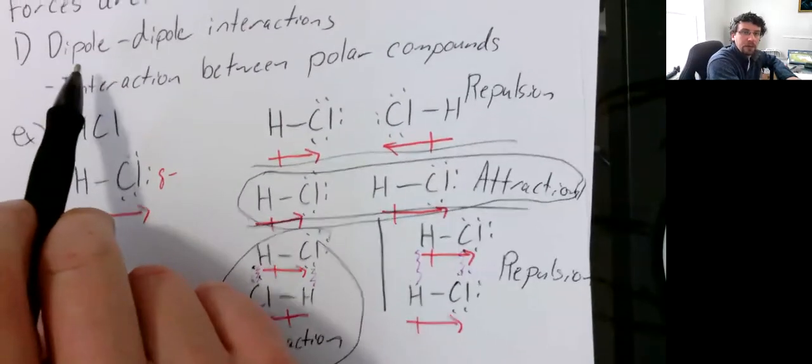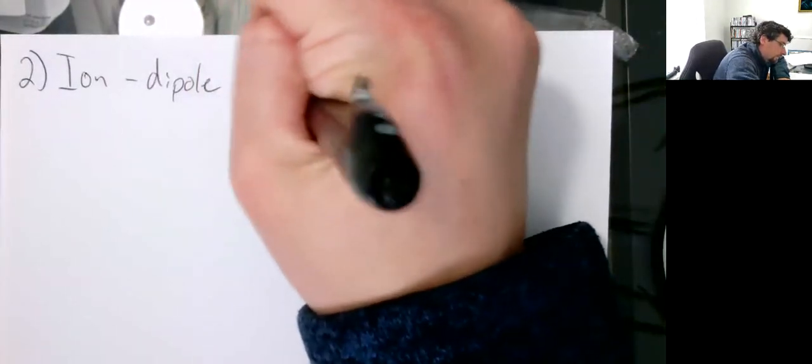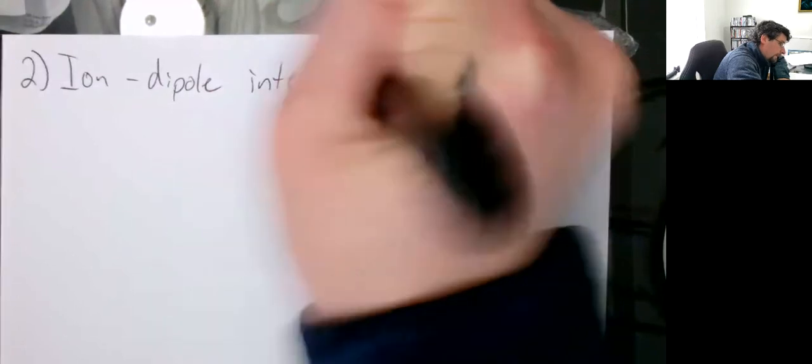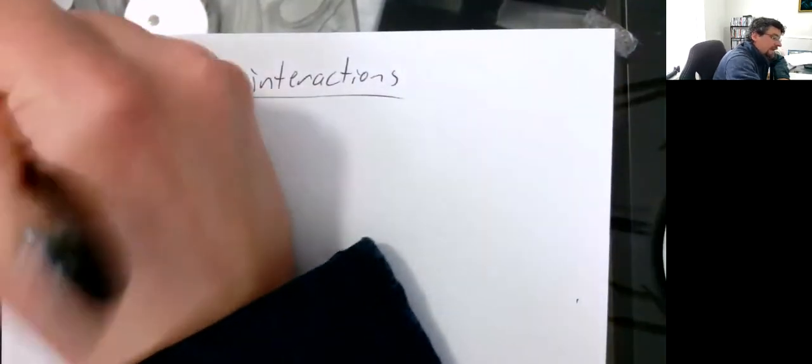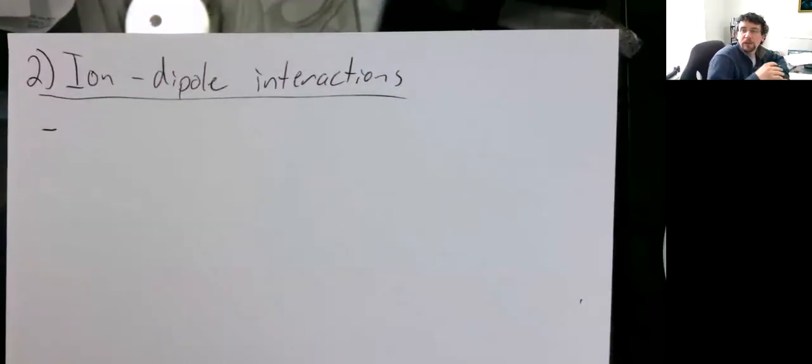The second force we're going to talk about, which we've already discussed in class a couple of times, is ion-dipole interactions. This is a polar molecule interacting with an anion or a cation.